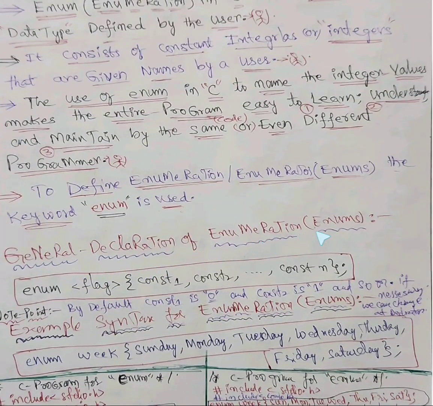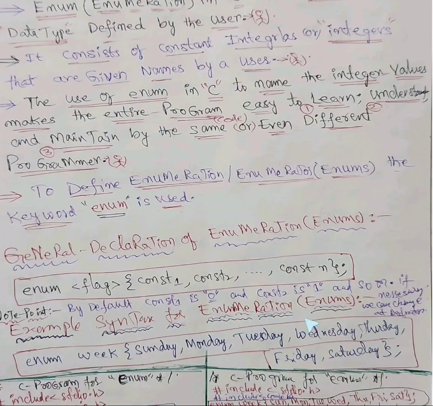General declaration of enum. In general, enum, there will be a flag. Flag means a variable, within curly braces constant 1, constant 2, comma, constant up to n. Note point: by default constant 1 is 0 and constant 2 is 1 and so on.